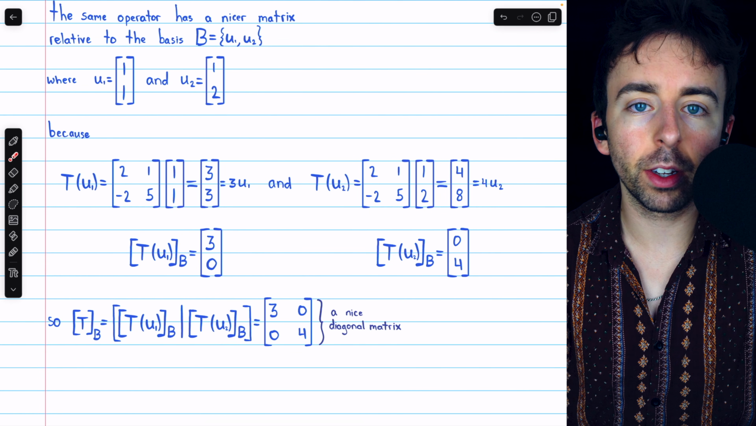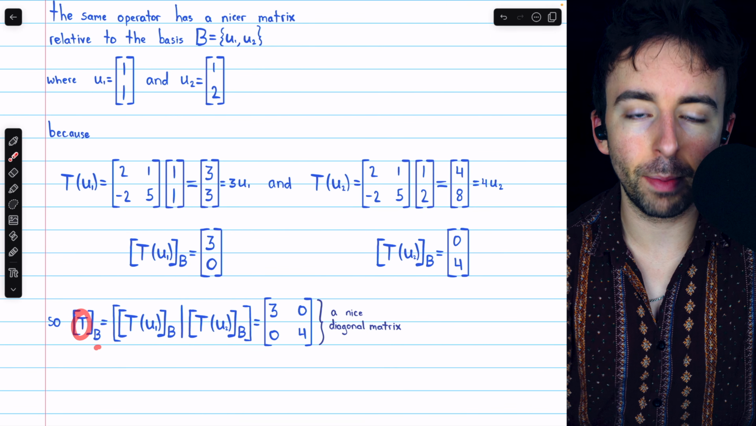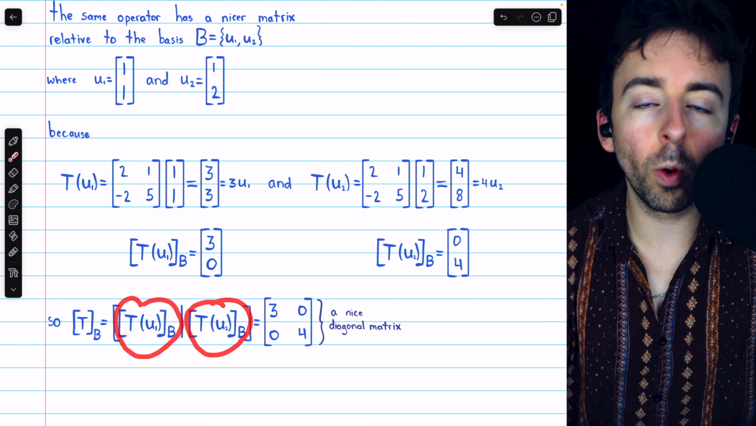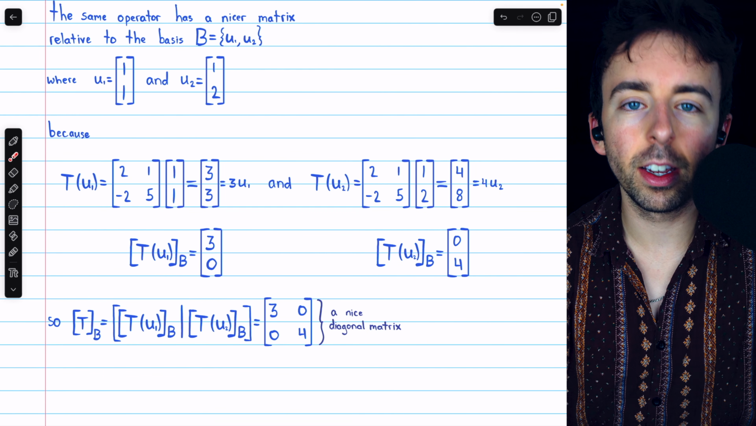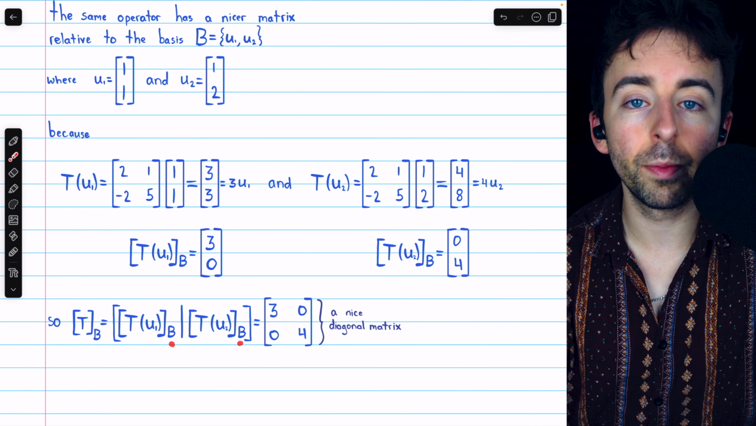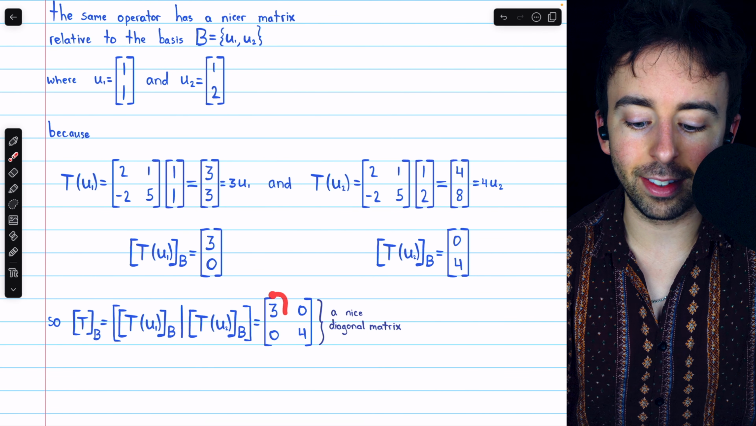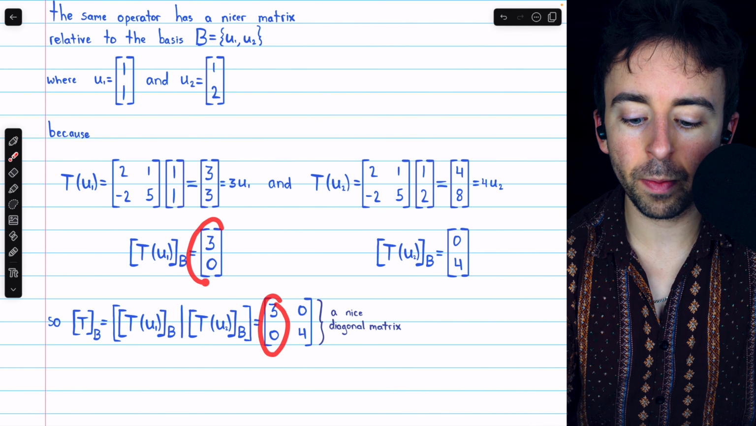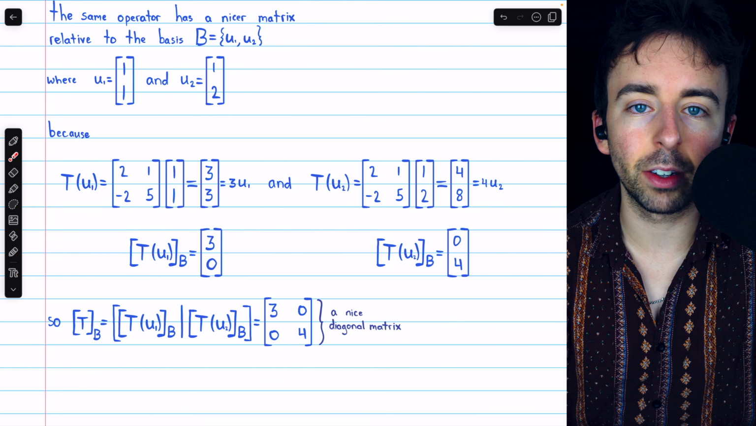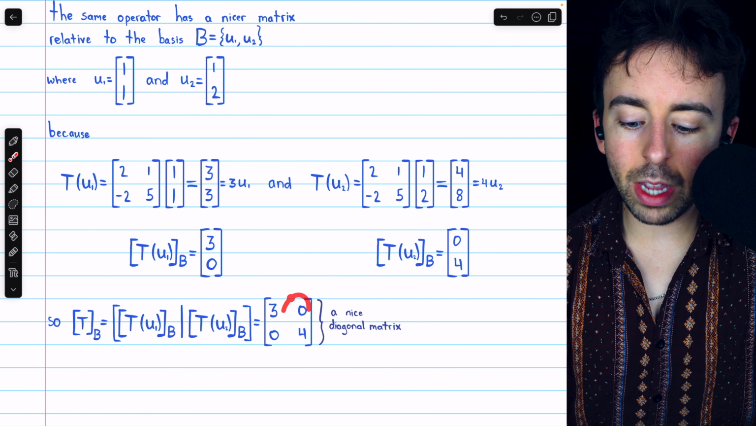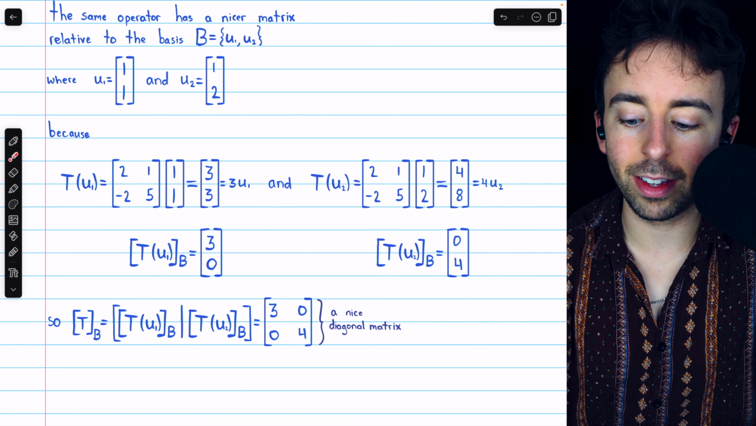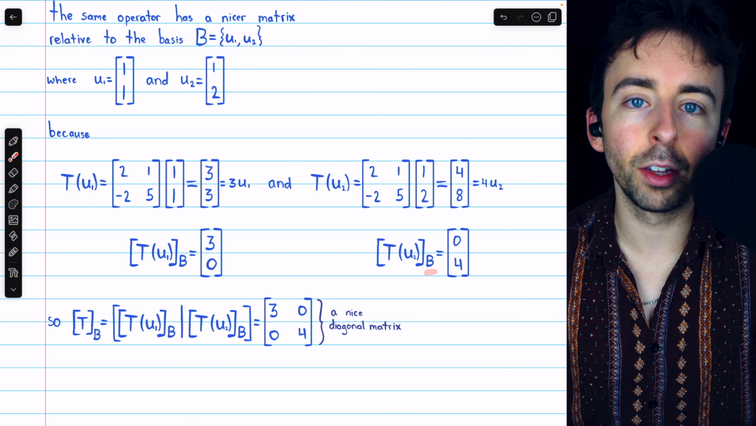To construct the matrix for the linear operator T relative to this basis B, we construct the matrix whose columns are the coordinate vectors of the images of the basis vectors of the new basis with respect to the new basis. And we see that is this matrix with 3, 0 in the first column. That's the coordinate vector of the image of that first basis vector relative to the new basis. And we have 0, 4 in the second column. That's the coordinate vector of the image of the second basis vector with respect to the new basis.